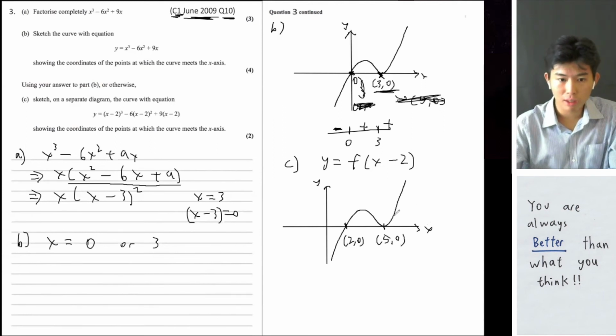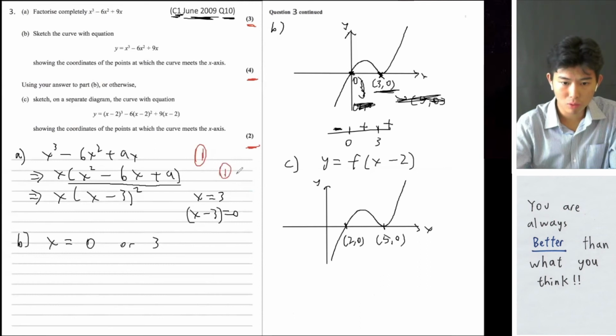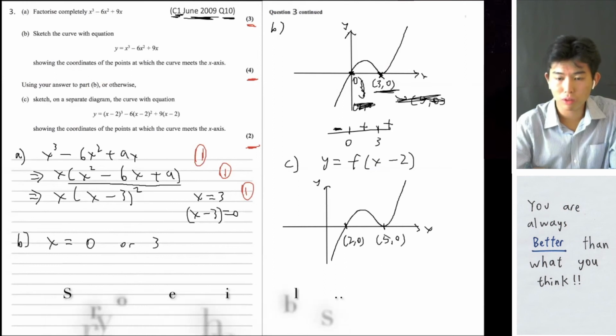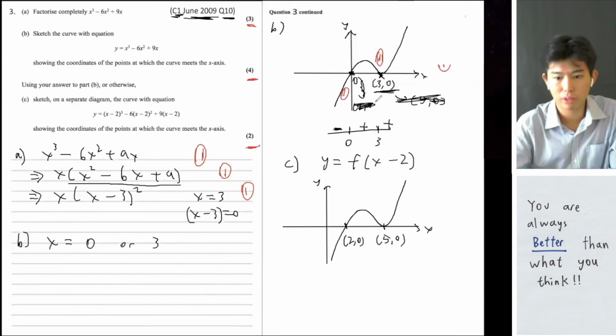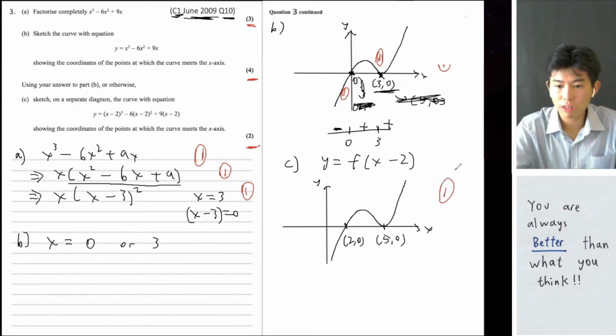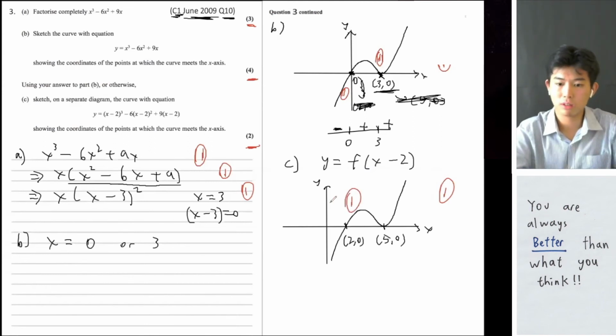And that would be the answer for parts A, B, and C. So for part A, it carries 3 marks, part B, 4 marks, and part C, 2 marks. 1 mark is for the method, 1 mark is for the working, and 1 mark is for the final. For part B, 1 mark is for the correct shape, 1 mark I guess is for working, 1 mark is for the correct point, and another mark is for another point. And for part C, it says 2 marks, so I guess 1 mark is for moving the whole curve horizontally, and another mark is for correct points or correct coordinates.